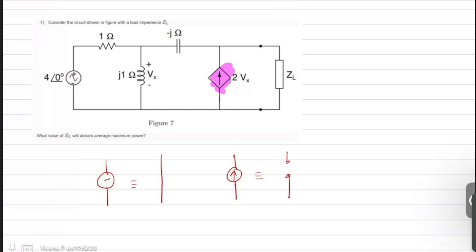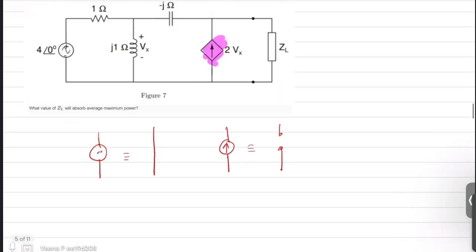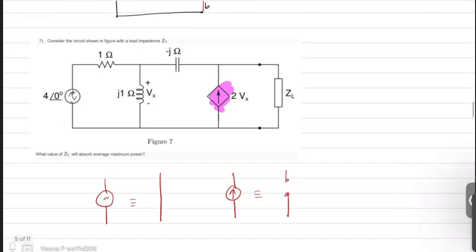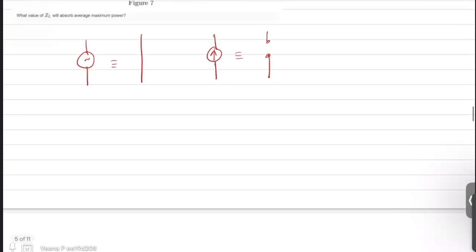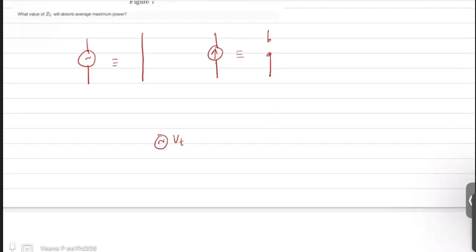So the method which we use when there is presence of a dependent source is we apply a test voltage across the terminal, and we see how much current is drawn by the circuit. Now the Thevenin equivalent impedance is given by the ratio of this test voltage to the test current. So let us apply this method.